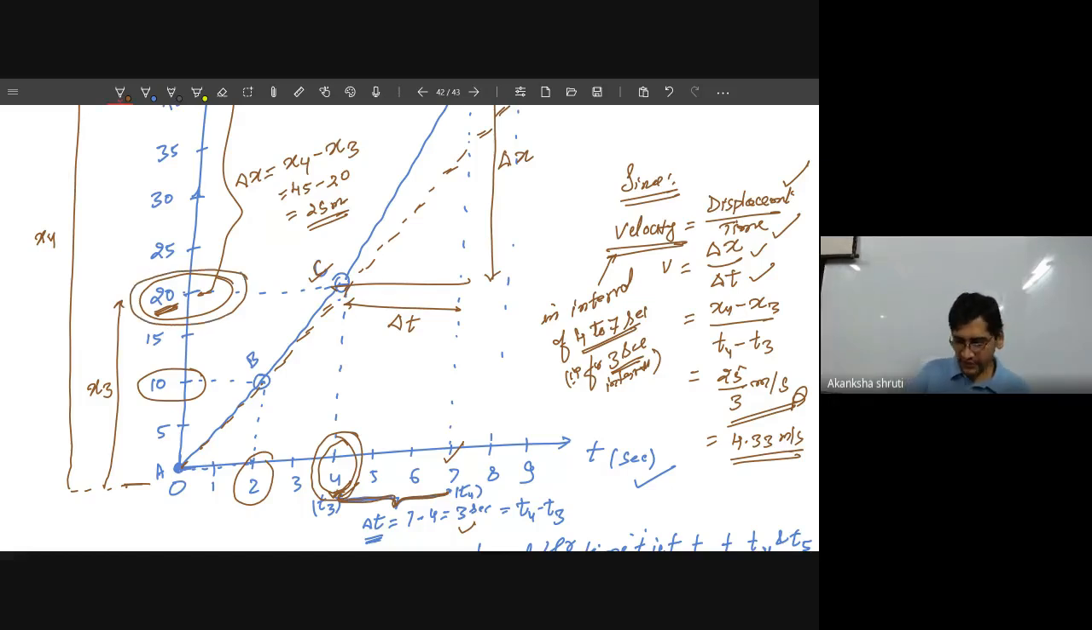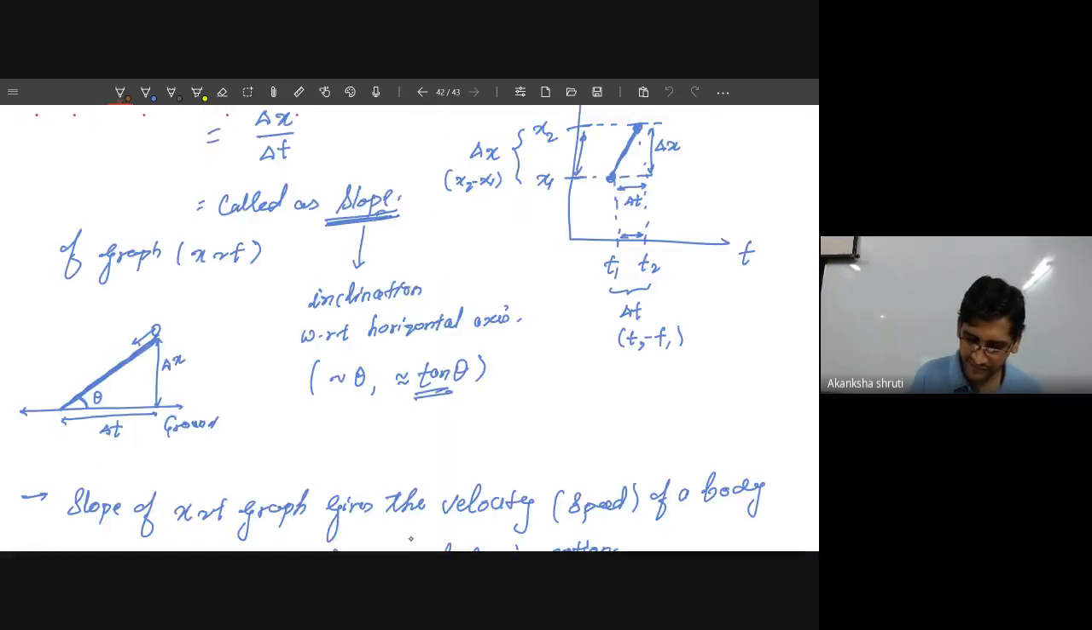So students, from this graph you have to note down the given values in notation form. You are free to take 2 seconds as t1, 4 seconds as t2, 10 as x1, and 20 as x2. Then you have to take the ratio of x2 minus x1 divided by t2 minus t1. So let me do that.